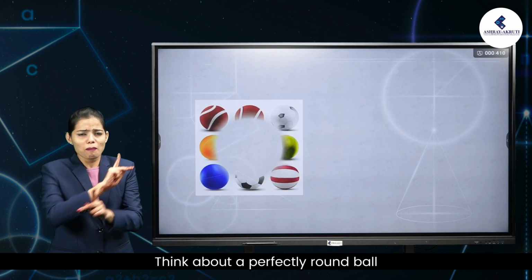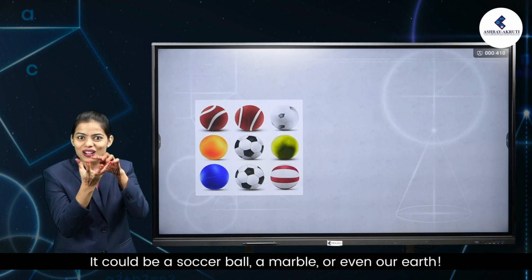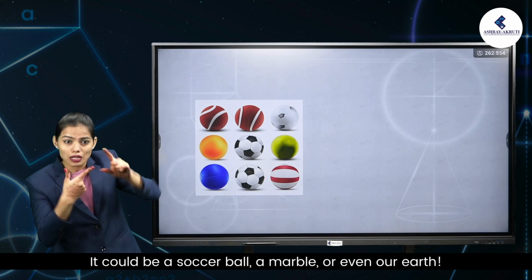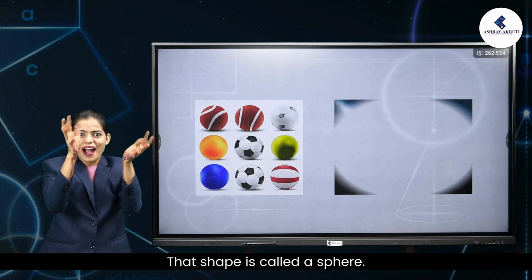Think about a perfectly round ball. It could be a soccer ball, a marble, or even our earth. That shape is called a sphere.